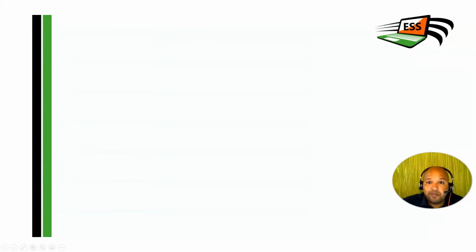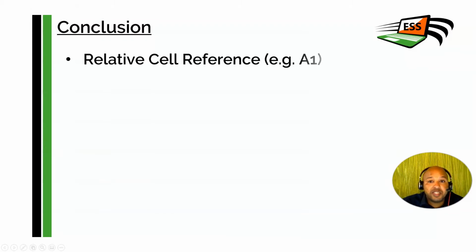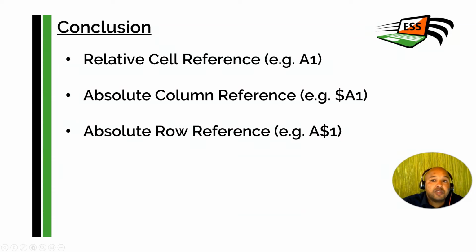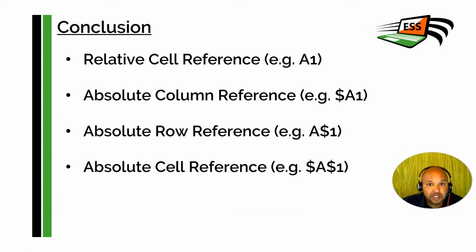So let's recap. We've learned about relative cell reference, absolute column reference, absolute row reference, and to bring it together, absolute cell reference. And to easily navigate through these references on a spreadsheet, we would use the F4 function key. So go ahead, use the practice book and practice till it becomes second nature.